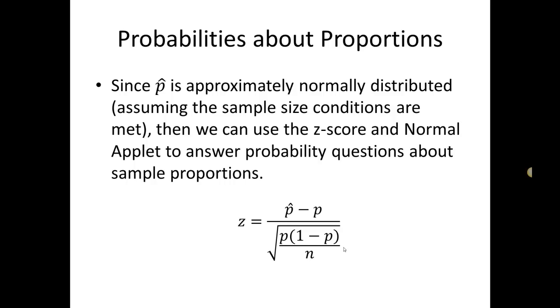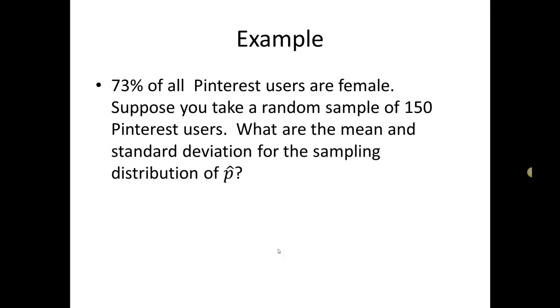So using this information, we can go ahead and answer probability questions about sample proportions using a z-score and the normal probability applet. So our z-score is calculated in our standard way, where we have an estimate, in this case p hat, minus the population value, which in this case is p, or the mean of p hat, divided by the standard deviation of p hat, which is here in the denominator. So let's look at an example.